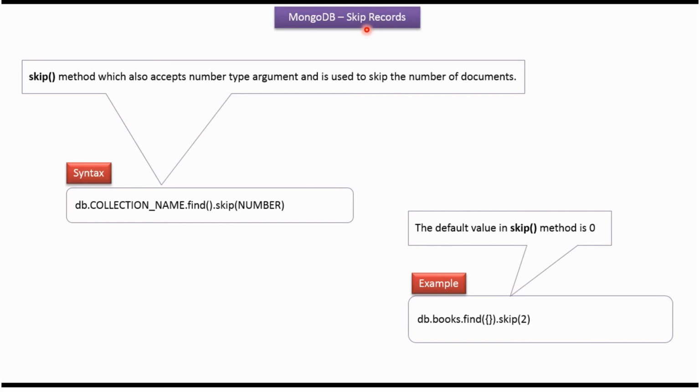In this video tutorial I will explain skip records in MongoDB. Here you can see the syntax of the skip method. Using the skip method, we can skip a number of documents. Here you can see the example: db.books collection, then the find method, and here I am skipping two documents. The default value of the skip method is 0.